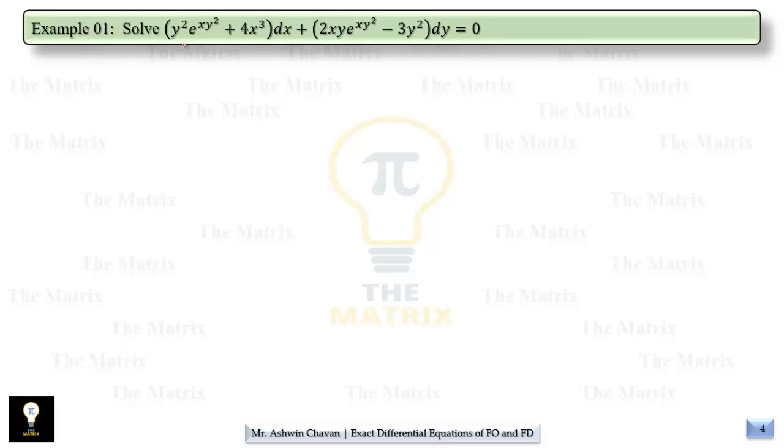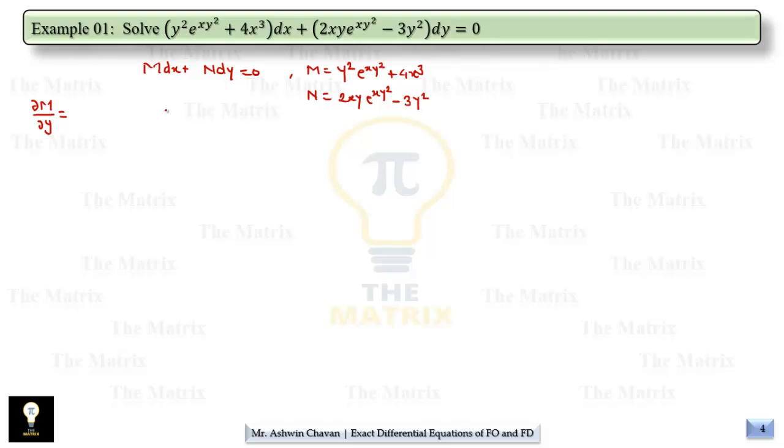Solve (y square e to the power xy square plus 4x cube) dx plus (2xy e to the power xy square minus 3y square) dy is equal to 0. So this is of the form Mdx plus Ndy is equal to 0. First of all, we will see whether this differential equation is exact or not. For that, we need the derivative of M, of course partial, with respect to y, where M is y square e to the power xy square plus 4x cube and N is 2xy e to the power xy square minus 3y square.